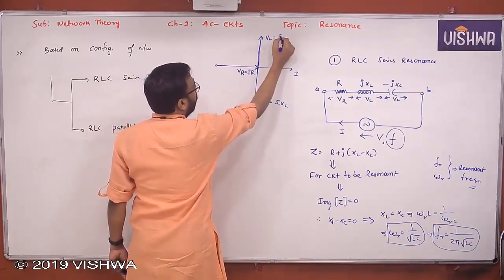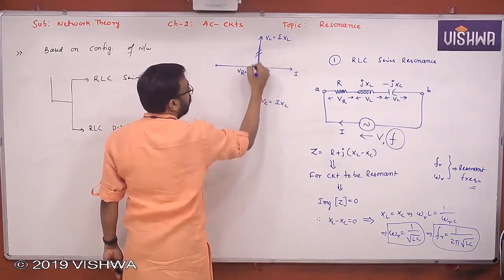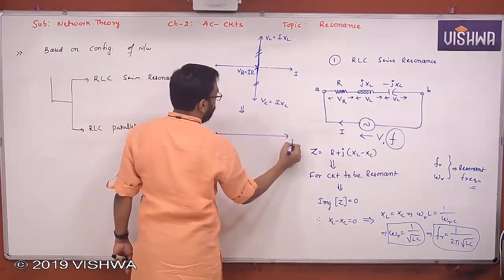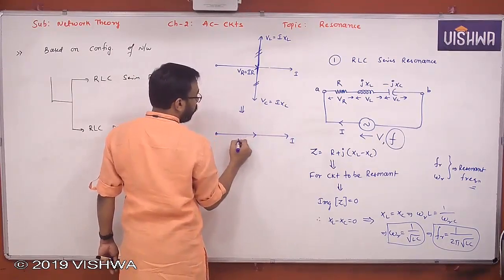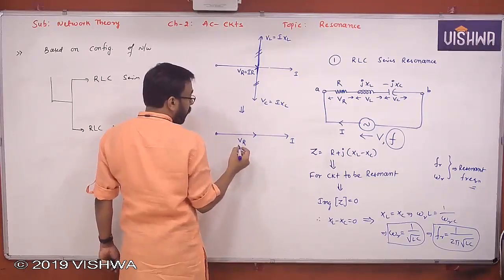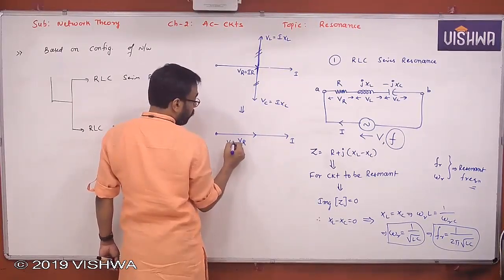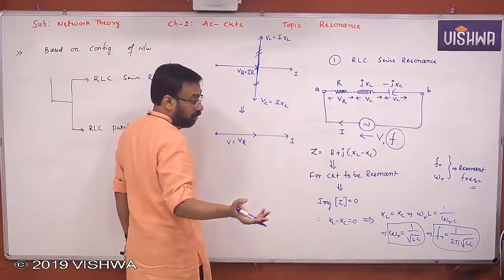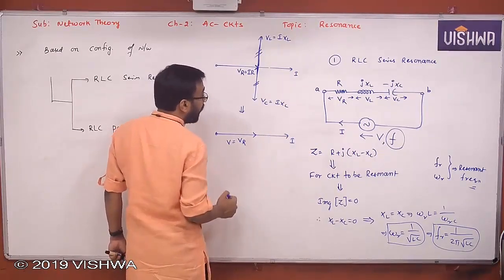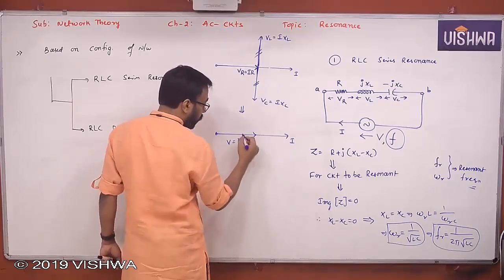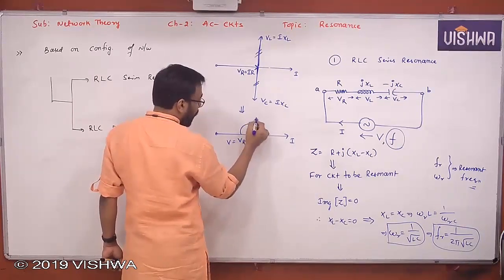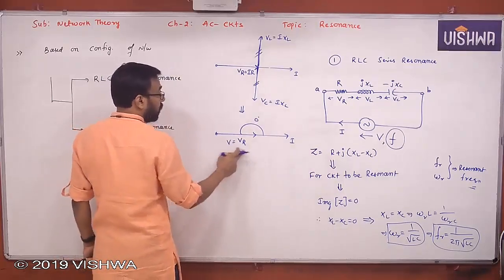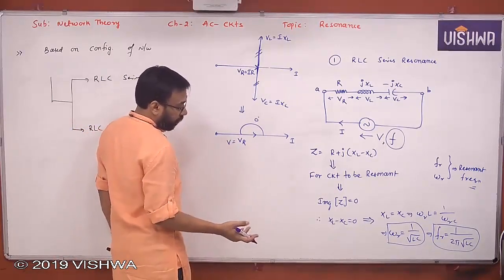That is I into XL. Both will get cancelled, and finally you got I, and this is VR. Okay? And this is also V. Yes or no? Because V is equal to VR plus jVL minus VC. But VL and VC got cancelled and V is equal to VR only. So therefore, the phasor diagram at resonance will become: the total voltage is in phase with the total current. Understand all of you? Okay.